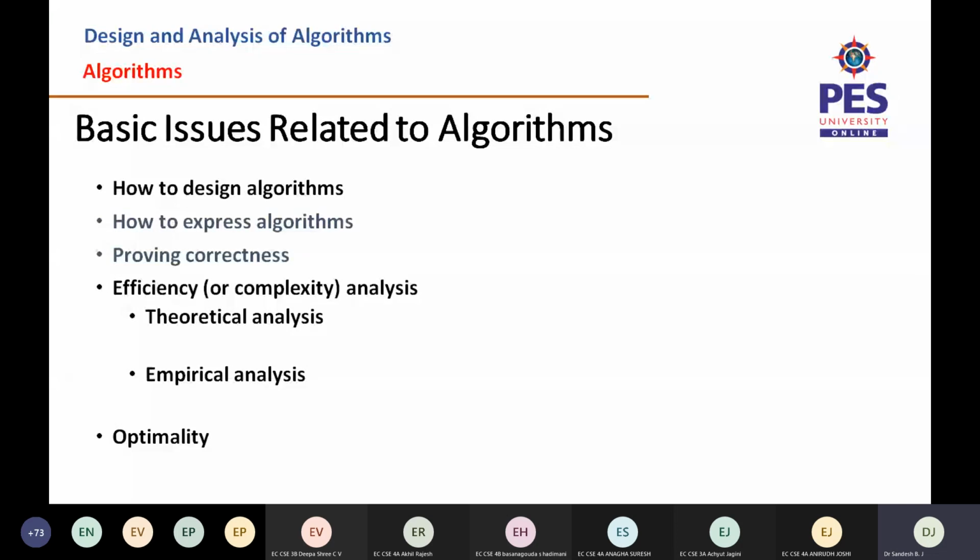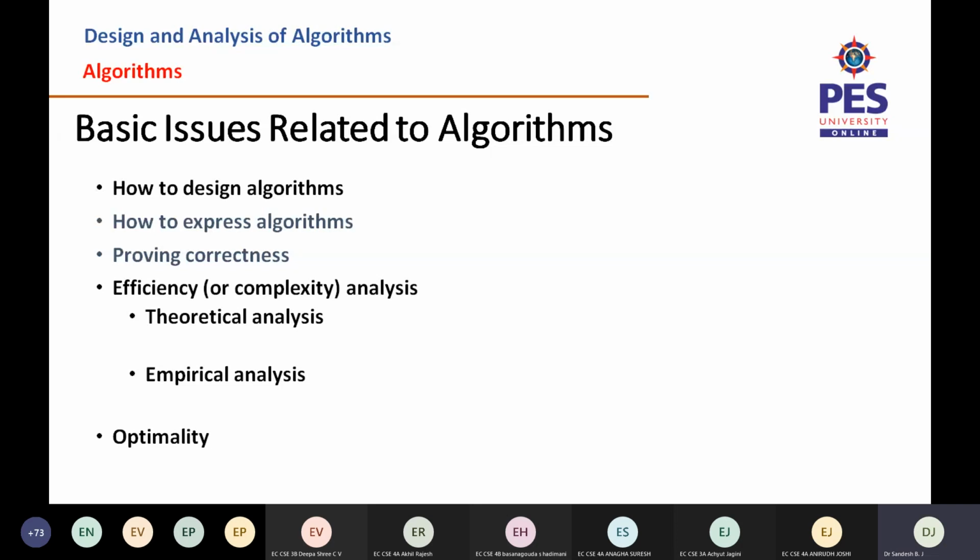Given a problem, you will develop an algorithm, you will express this algorithm, and then you will prove the correctness of the algorithm using pen and paper, right? You are going to give an instance of an input to the algorithm. You are checking whether it's generating the expected output or not. All possible cases you have to give to your algorithm to prove the correctness.